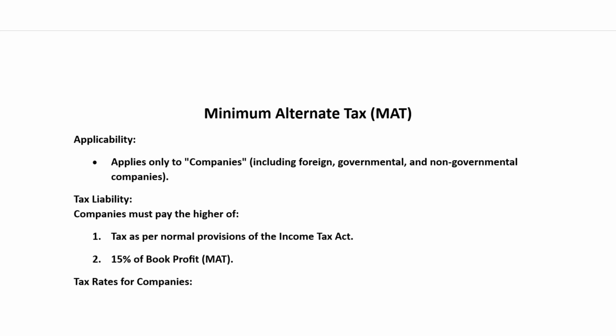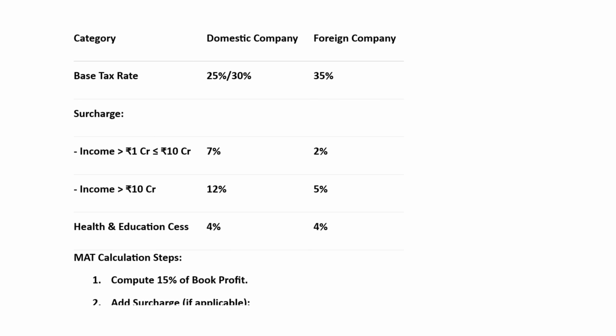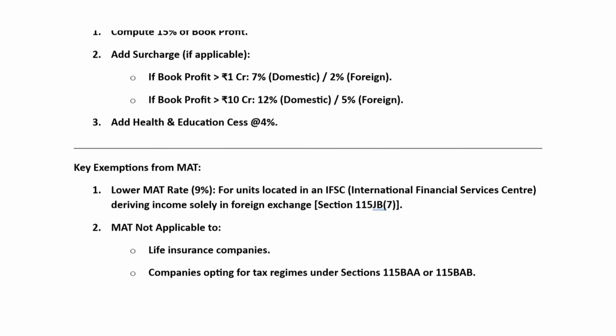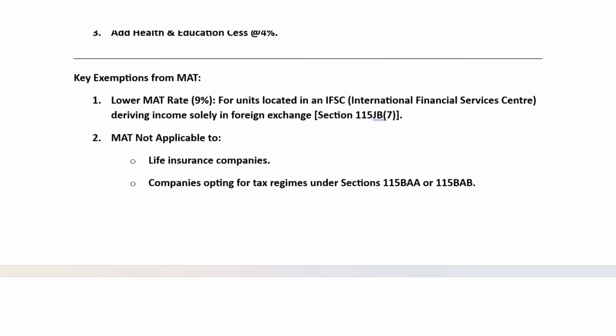How to calculate tax liability under MAT? You can calculate tax as per income tax law and 15% on book profit as per MAT rules. Whichever is higher, you have to pay that tax. Below I have also shown the rates applicable to foreign and domestic companies, surcharge rates, SAS, everything, just for reference purposes. You can read this. I can share these notes below.